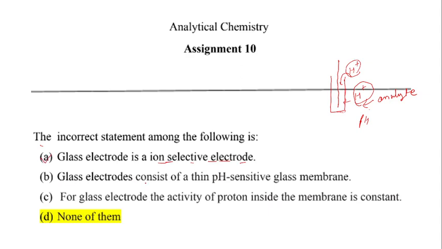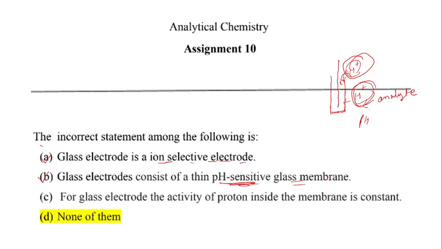Then, the glass electrode consists of a thin film pH sensitive glass membrane. I have already explained this. This glass electrode has a thin layer of pH sensitive glass membrane. What is the meaning of this? It will give a signal if the pH changes on the inner side and outer side. It will compare this solution: one is the standard solution inside the pH cell, and the other is the outside analyte, which is your sample. So this statement is also right.